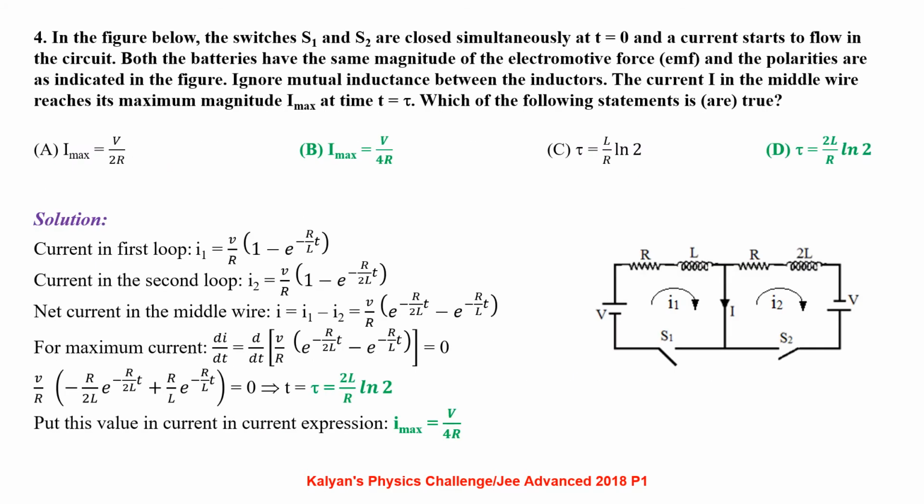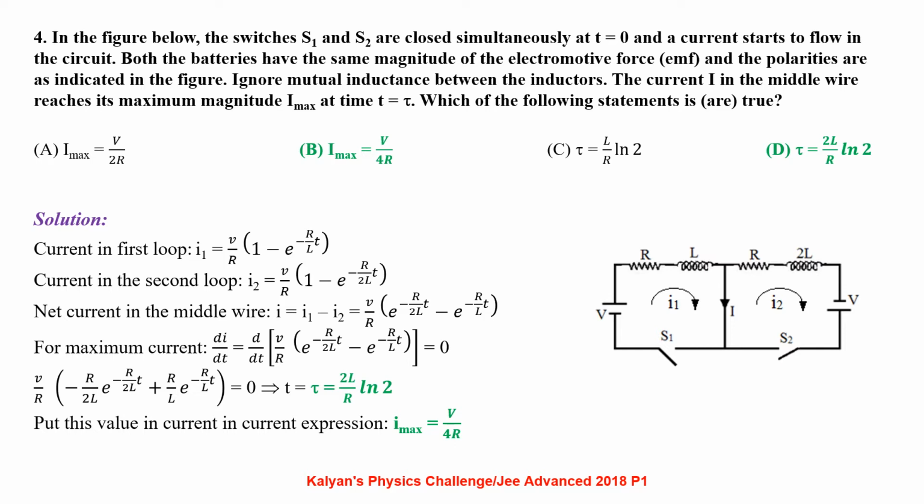In the figure below, the switches S1 and S2 are closed simultaneously at t equal to 0 and a current starts to flow in the circuit. Both the batteries have the same magnitude of electromotive force and the polarities are as indicated in the figure. Ignore mutual inductance between the inductors. The current I in the middle wire reaches its maximum magnitude I max at time t equal to tau. Which of the following statements is correct?